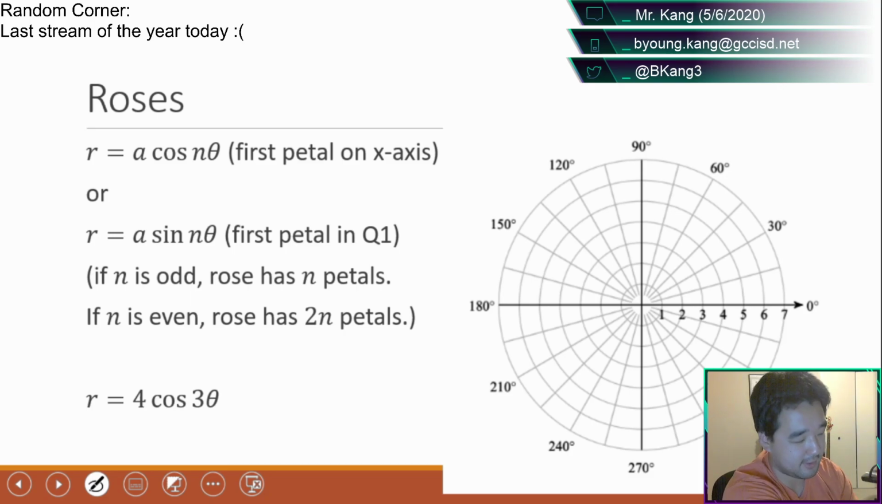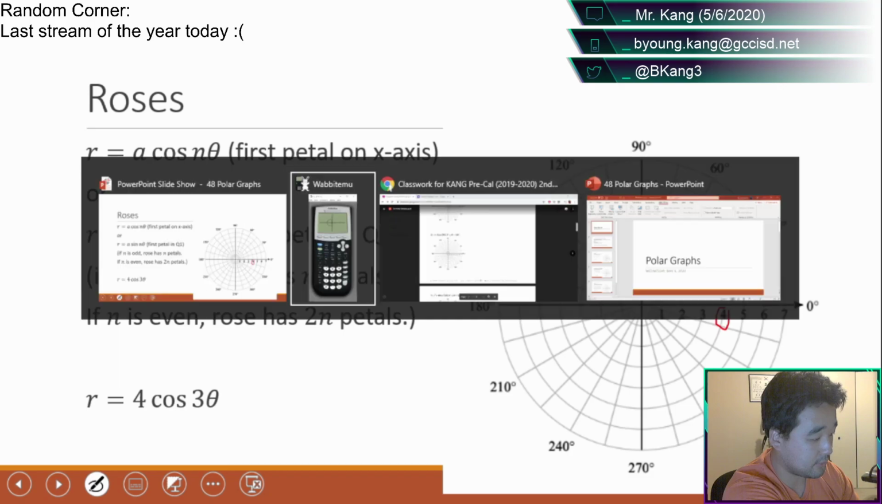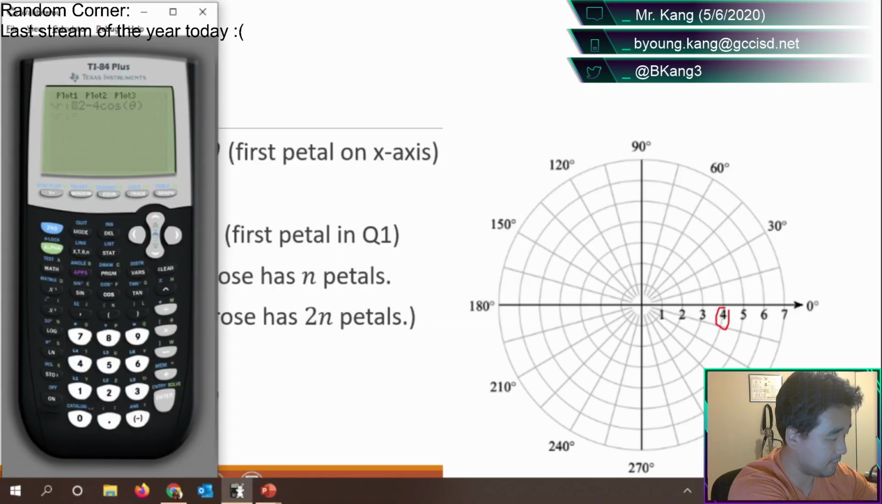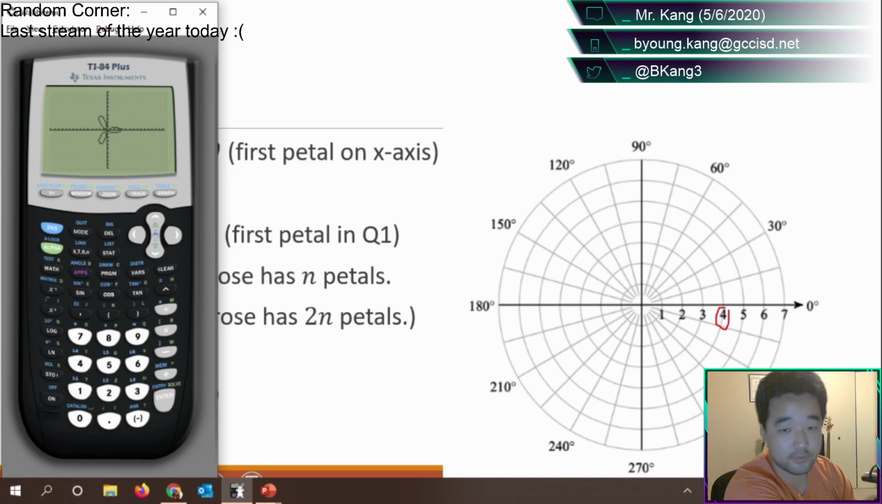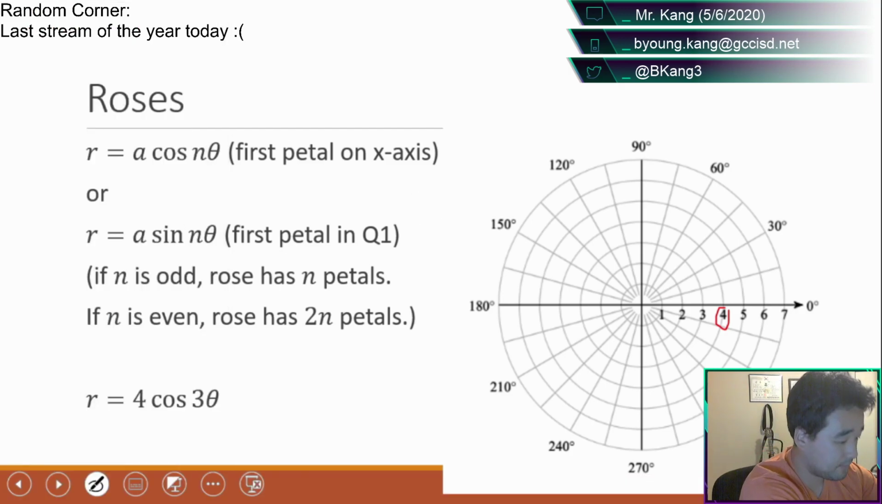I'll show you that in a second, because we have an odd number in this example problem. So 4 cosine 3 theta. Your first petal is going to be centered on the x-axis. It goes out to 4. And we should have 3 petals on our rose. So let's take a look at our calculator and see what it looks like. You've got 4 cosine 3 theta. If we take a look at this graph, we've got a rose. Okay. So there's your rose.